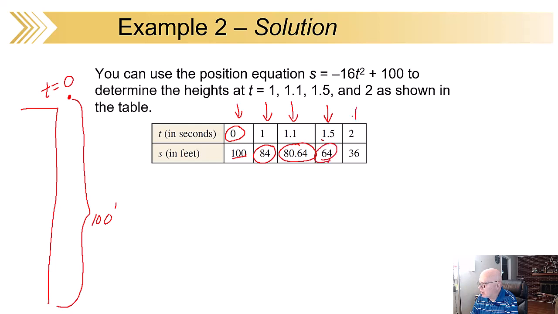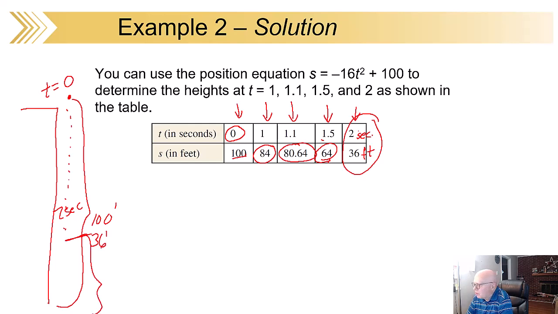And last of all, I hate to belabor this, but I want to make sure you get this point. This means the stone has been falling for 2 seconds. Right now, it's 36 feet above the ground. So for this particular one, the stone has been falling for 2 seconds. Somewhere in here, 2 seconds have gone by since the stone was dropped, and it's still 36 feet from here to the ground where it's going to hit.